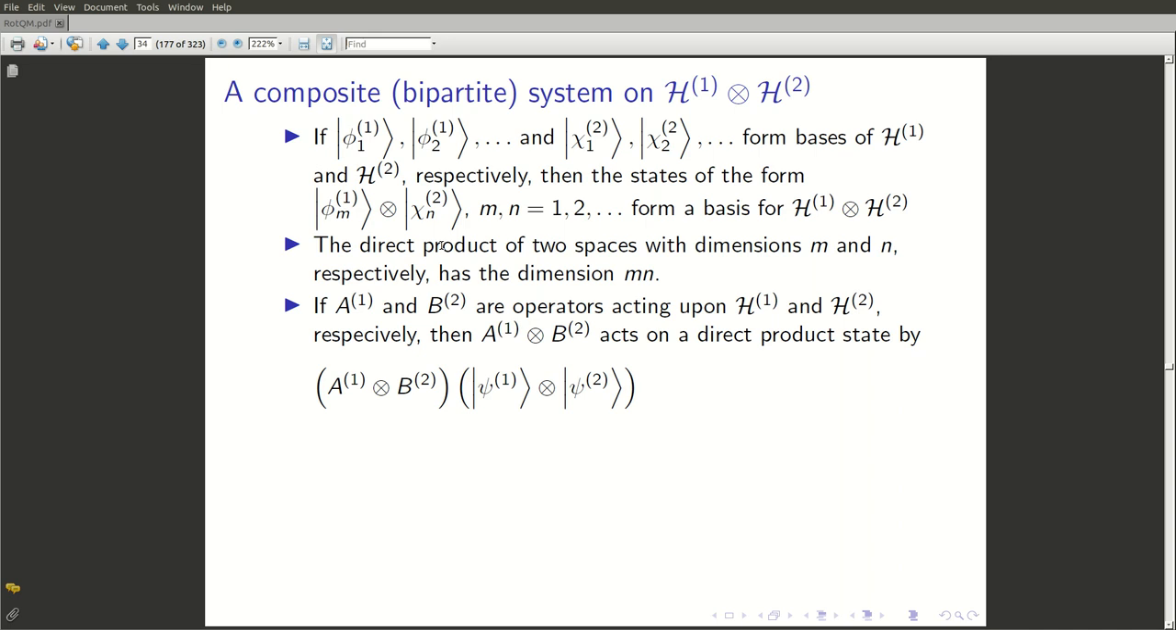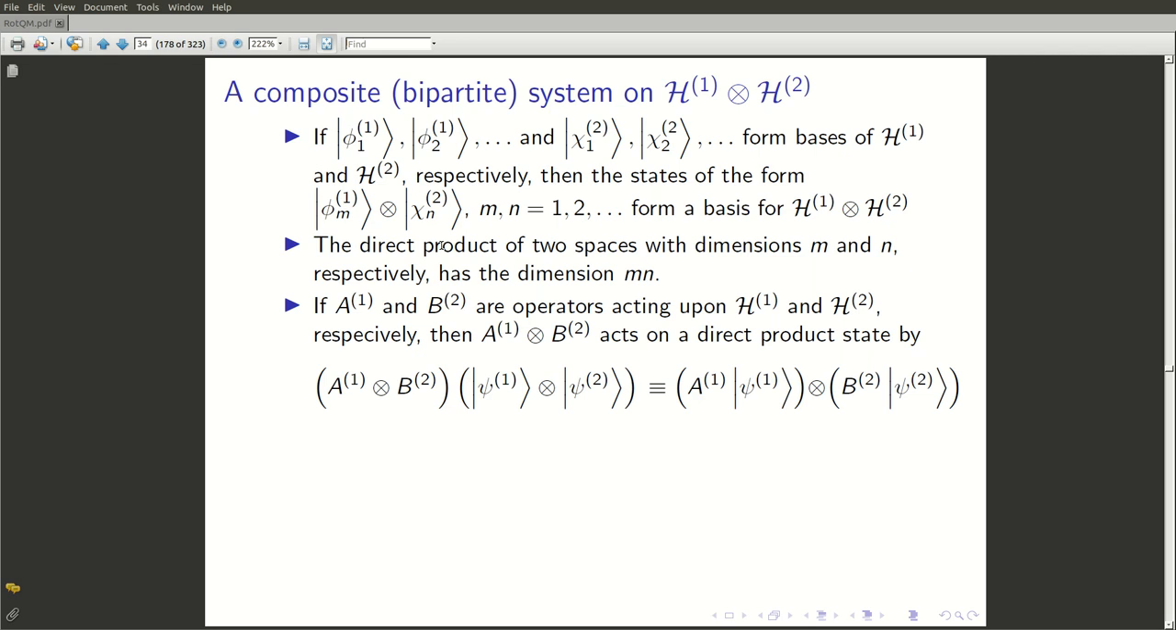Then you can define the direct product operator A1 ⊗ B2 by its action on a direct product state. So what does A1 ⊗ B2 do to the state ψ1 ⊗ ψ2? The answer is simple. A1 gets to act on ψ1, B2 gets to act on ψ2, and the resulting output is a direct product of these two results. So it's pretty easy to remember actually. Each operator in the direct product acts on that particular piece of the composite state which is under its jurisdiction, which it can act upon.